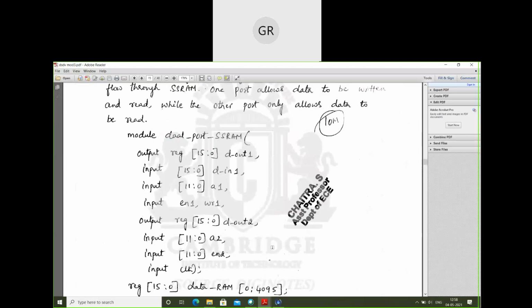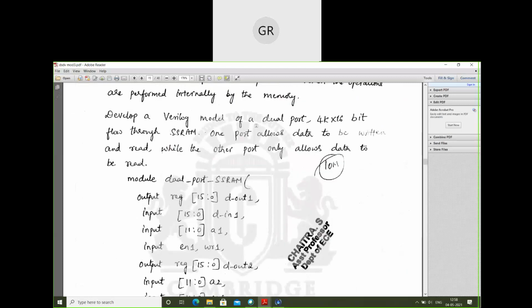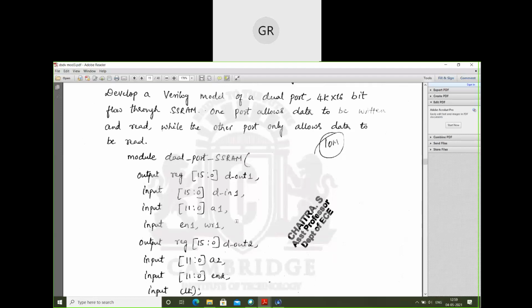Here, this is the Verilog model of a dual port 4K into 16-bit flow through SSRAM. One port allows data to be written and read, while the other port only allows data to be read. One port can do the read and write operation, and one port allows only the data to be read. Just remember the structure of a Verilog module. Module, dual port SSRAM, the module name.